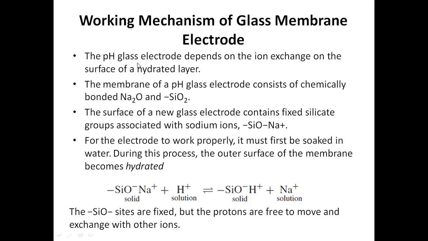So now see, the pH of the glass electrode depends on the ion exchange on the surface of the hydrated layer. Now see, basically glass is made of sodium silicate. Now what is sodium silicate? Sodium silicate is the composition of sodium oxide and silicon oxide. So basically our glass is made by sodium oxide and silicon oxide. Okay, and it is in this kind of form.